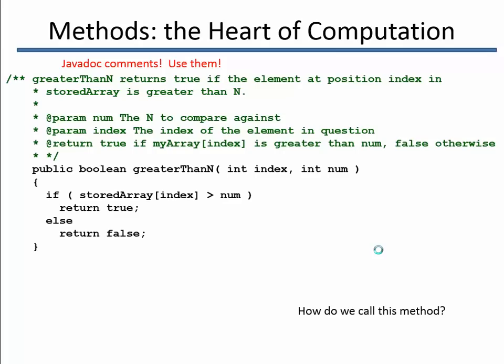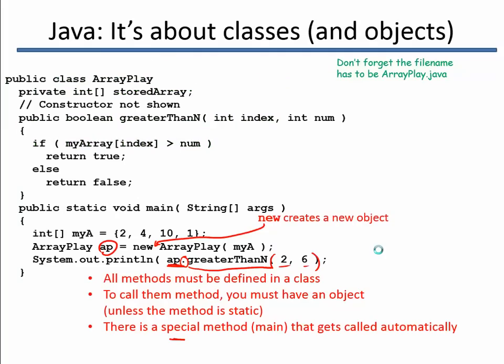And now the question becomes, how do we call it? Well, in order to call it, we need somewhere to call it. So let's create a main method where we're going to call this method that we just wrote, greaterThanN. This is similar to main methods that you saw before. We're going to create a new ArrayPlay object, pass it an integer array. It's going to create that copy of the integer array that's in stored array, just like we saw before. I'm not showing the constructor here. And then this last line here is going to actually call that greaterThanN method.